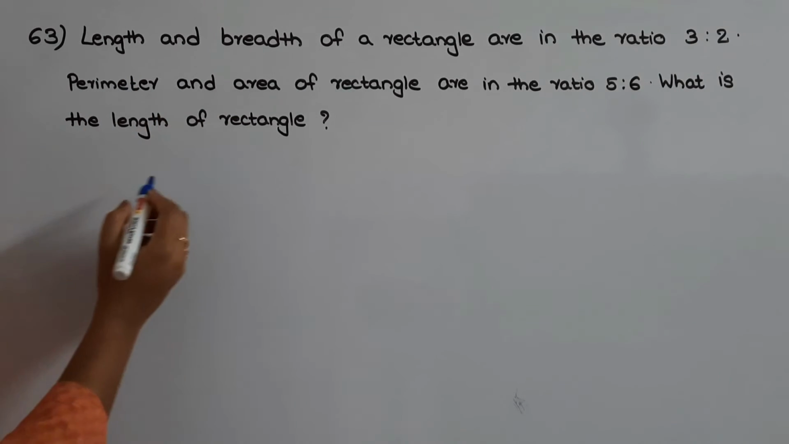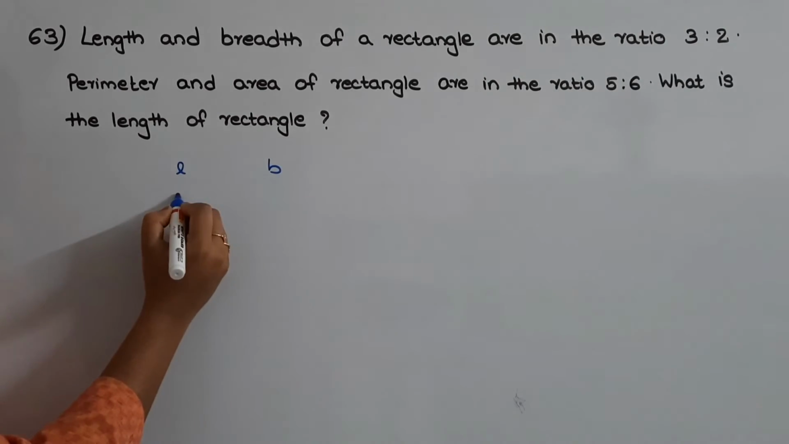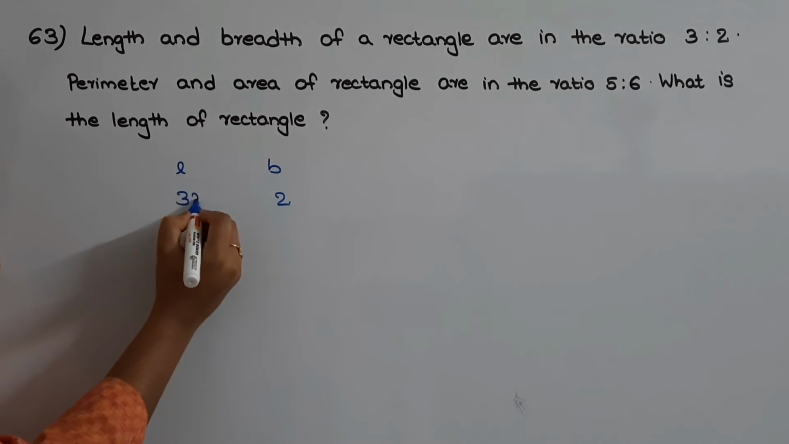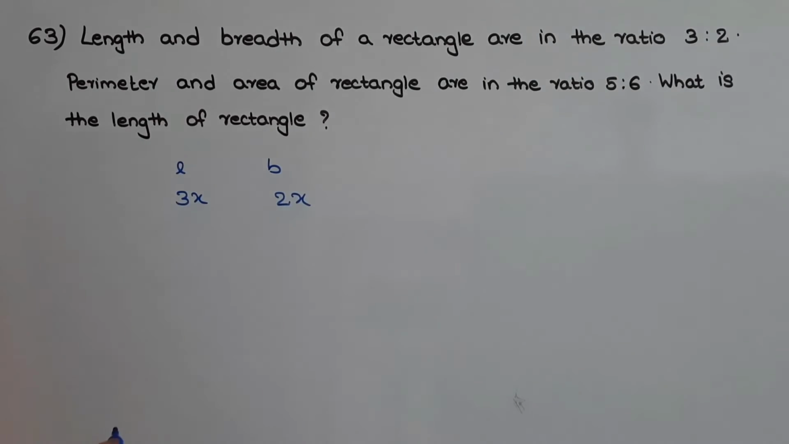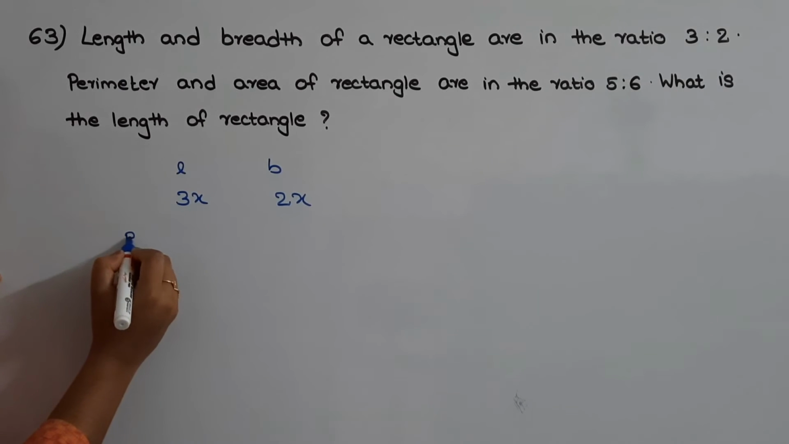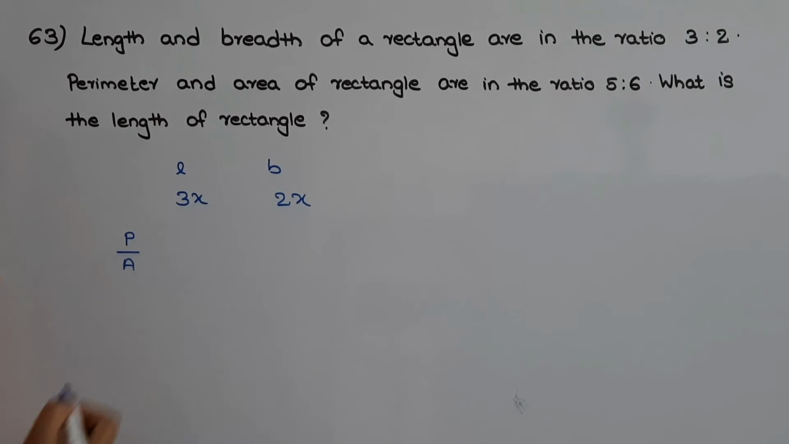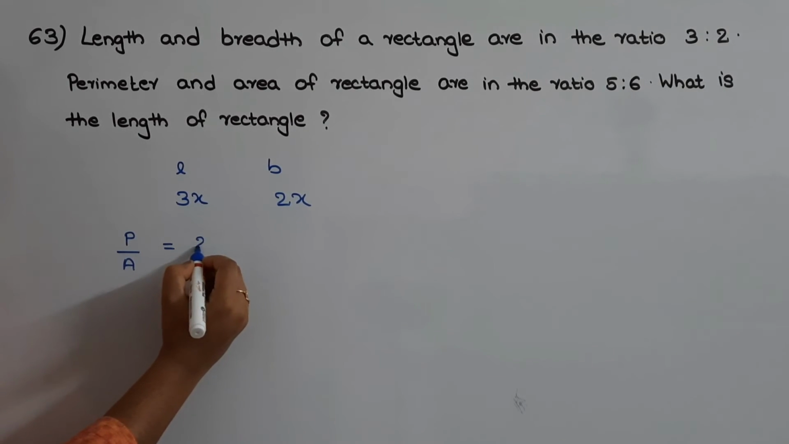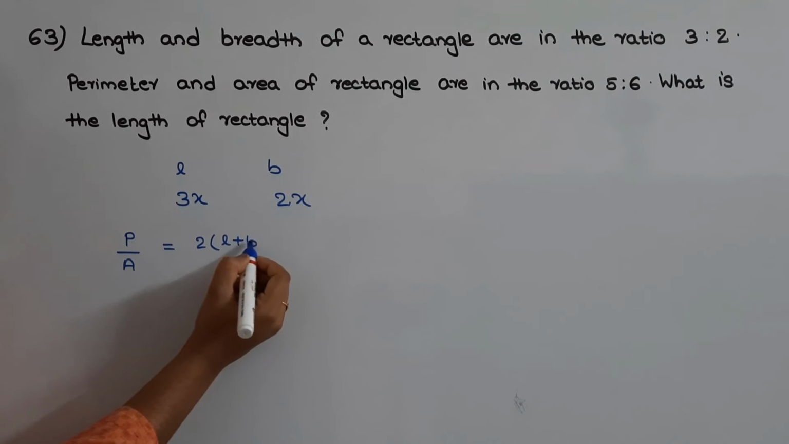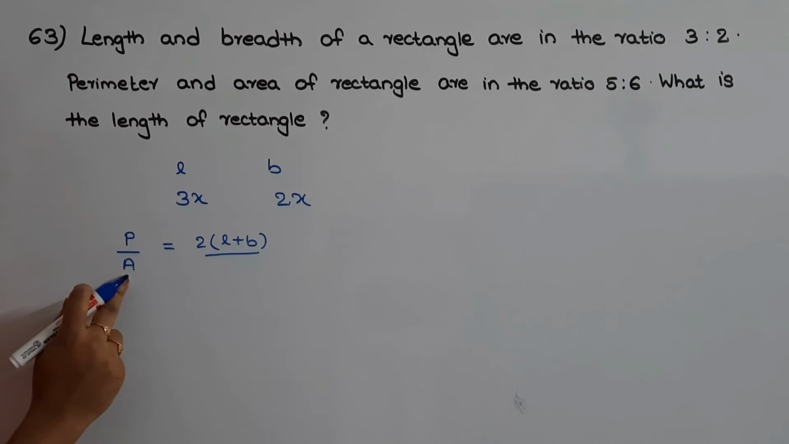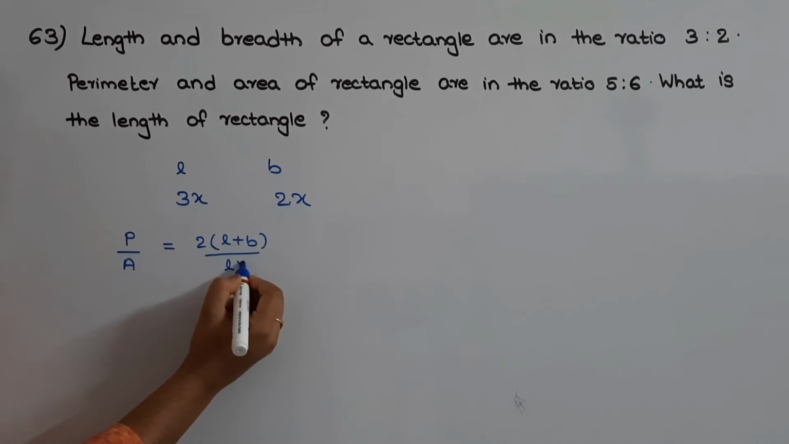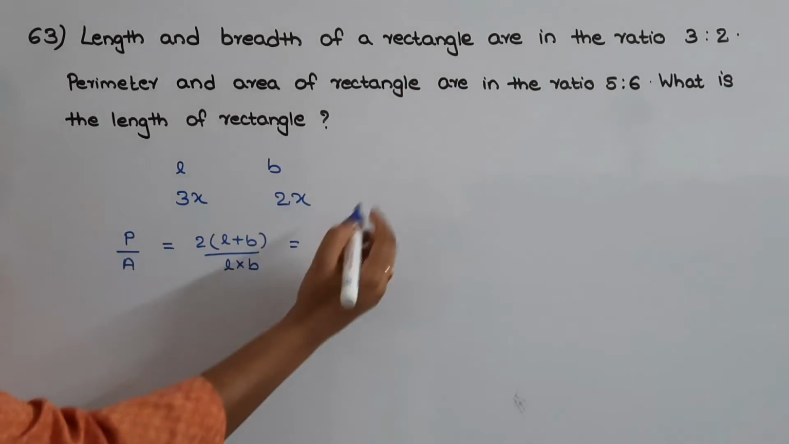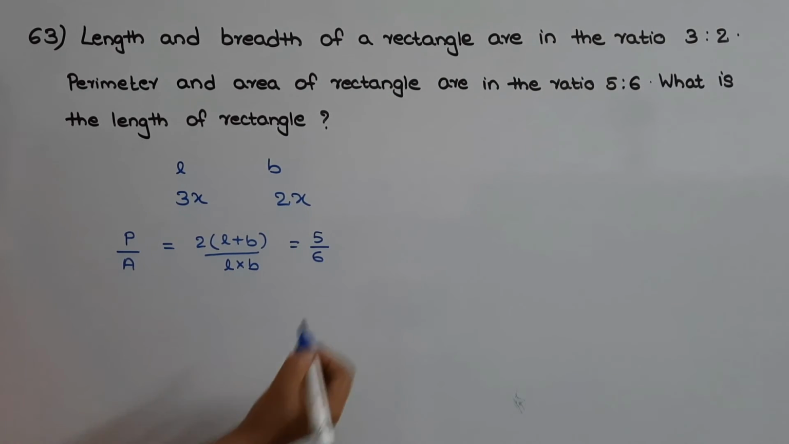Okay, so the ratio of length and breadth of the rectangle is given as 3:2. So let us take the length as 3x and the breadth as 2x. Then they have given the ratio of the perimeter and area of the rectangle. The formula for the perimeter of a rectangle is 2 into (length plus breadth), divided by the formula for area, which is length into breadth. This ratio is given as 5:6, so we can write here 5/6.